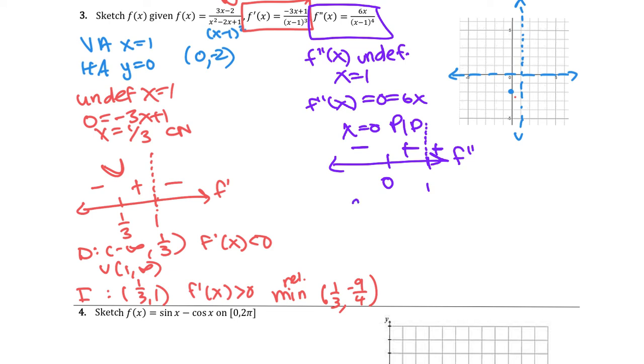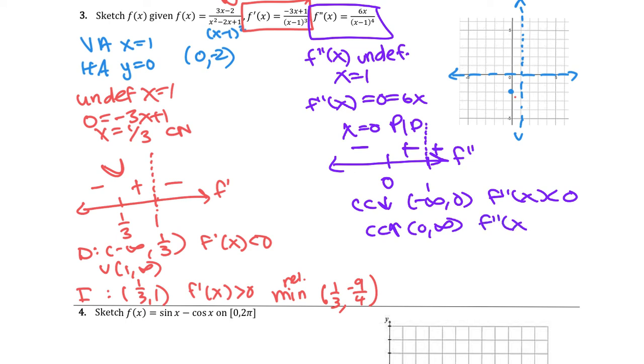So this shows me that my graph is concave down from negative infinity to 0, since the second derivative is negative, and concave up from 0 to infinity, since the second derivative is positive. Now, because of the vertical asymptote in this graph, I probably need to find some more points in order to be able to sketch the shape.